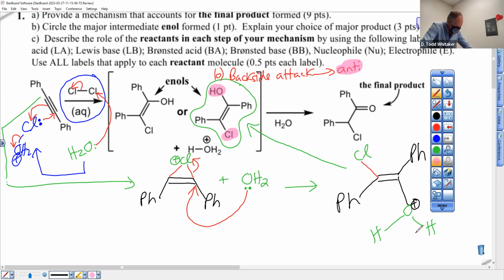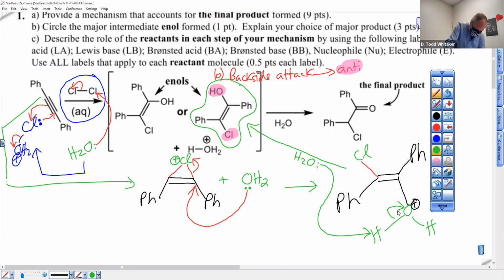And what's going to take this H off of here and give me my enol? What's the best base I have around? Cl minus is not as good a base as water. pKb 14 minus -5 is 19 versus water 14 minus -3, which is hydronium, right? So 17 is a better base than 19. pKb, sorry.